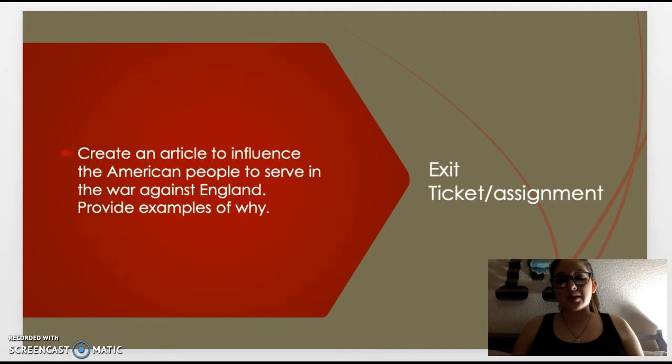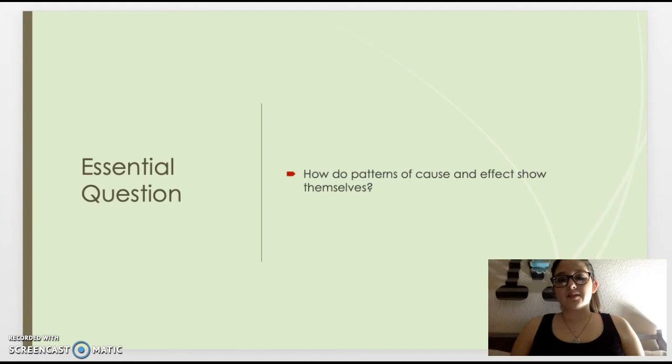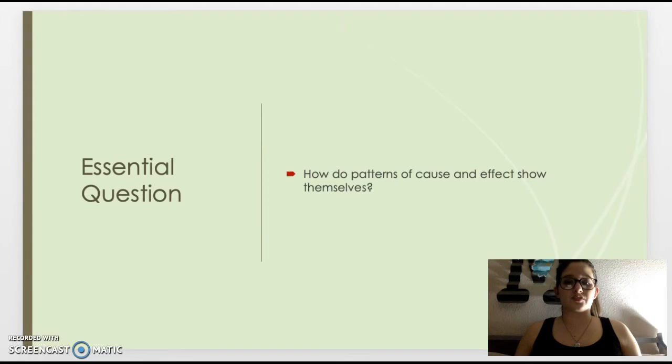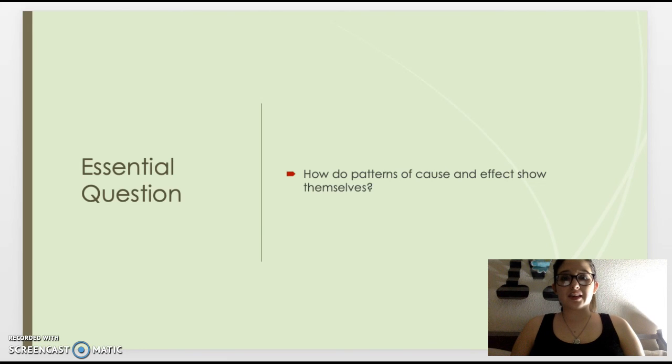We're going to end today. Time out. I'd let them finish. And then at the end, we're going to bring it back to the essential question. How do patterns of cause and effect show themselves? As you can tell throughout our lesson, one cause impacts the others and has a certain effect on that situation from that event. Okay, guys, thank you.